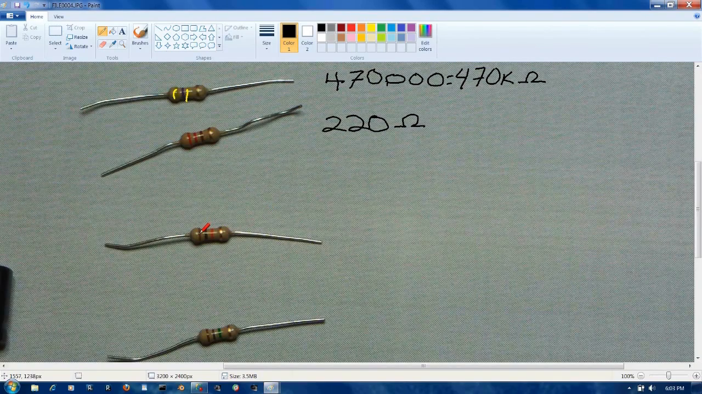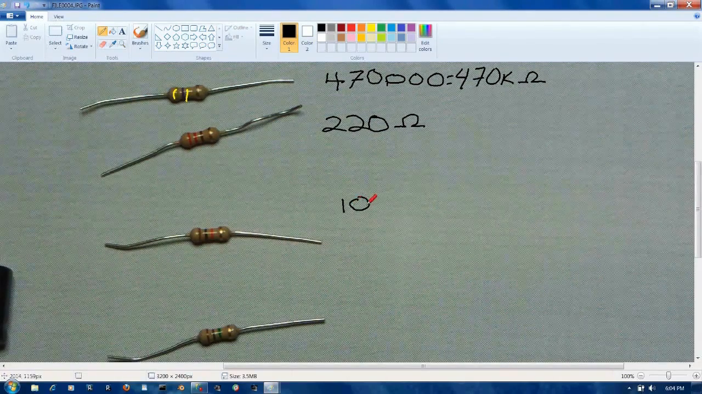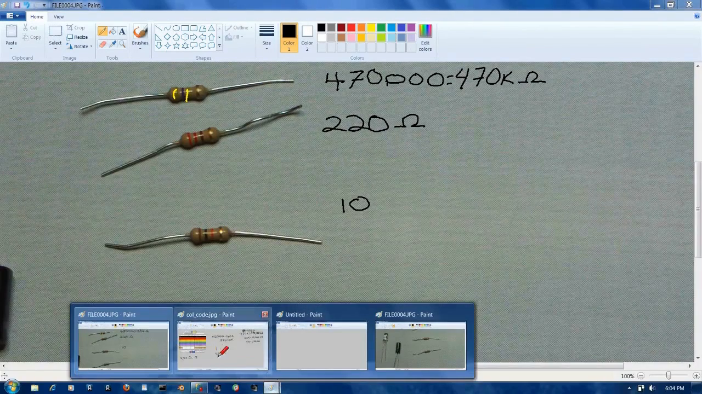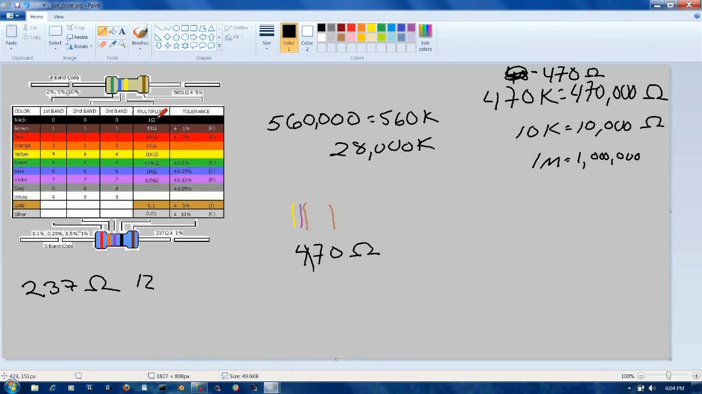So brown, which is 1. We have black, brown. Black is 0, brown is 1. So that's a 1. Black is 0. This isn't a multiplier, but we're putting a 0 here because it's a number. And if it was the multiplier, we wouldn't put any zeros there. We multiply it times 1. Any number times 1 is itself.